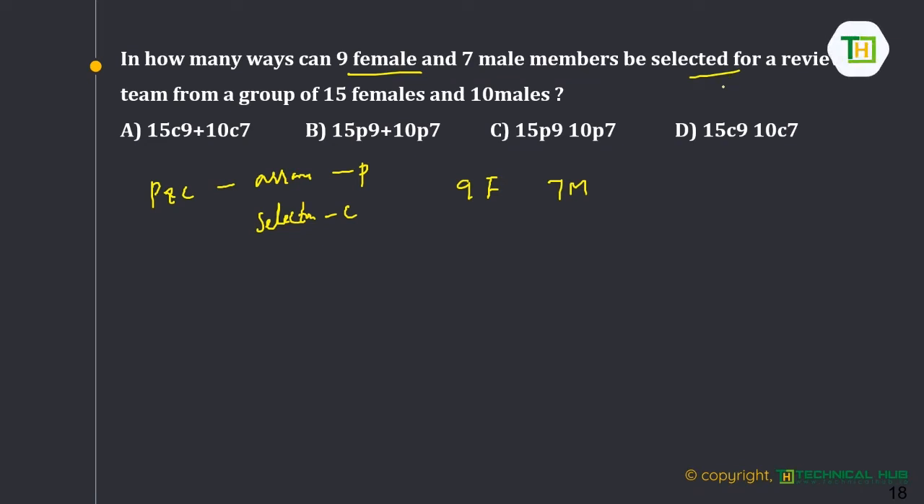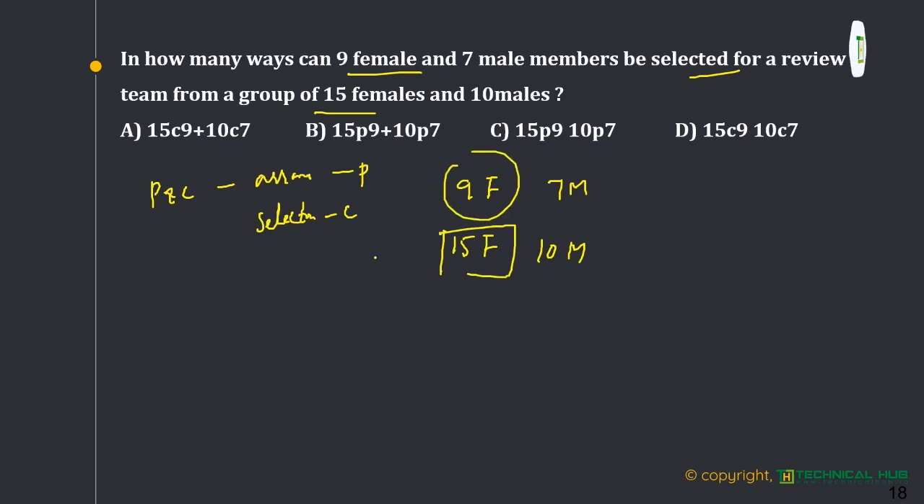Selected means you have to apply the combination. For a review team of 15 female and 10 male. Out of 15 female members, I have to select 9 female members. So how many ways are possible? 15 C9. And whenever 'and' is there, you have to use multiplication. Suppose 'or' is there, you have to use addition.